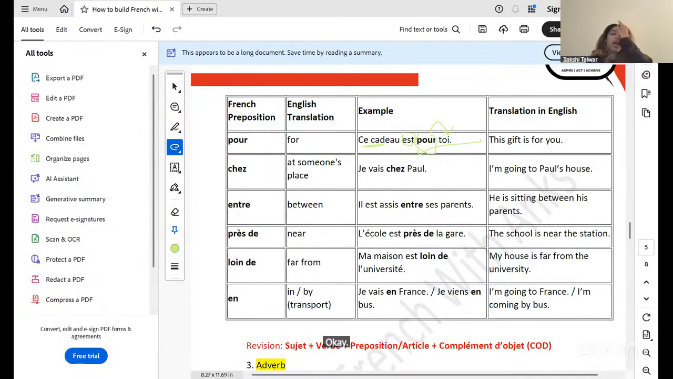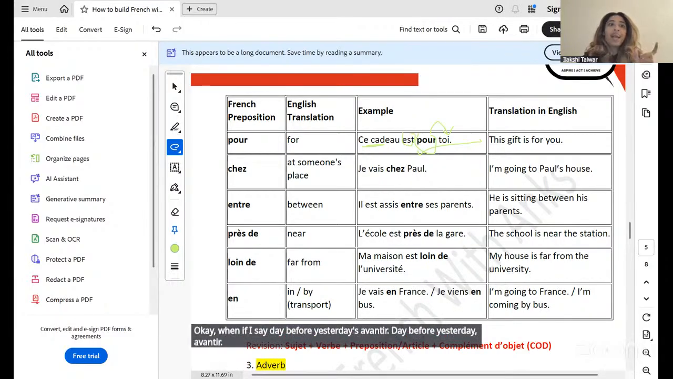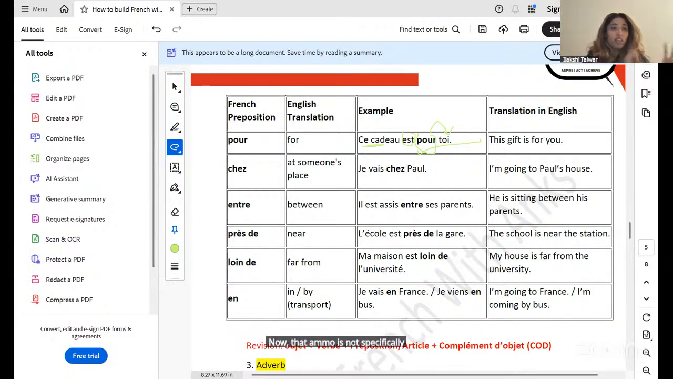Okay, so if I say, if I say day before yesterday, it's avant-hier. Day before yesterday, avant-hier. Now, that avant is not specifically denoting a physical position, right?